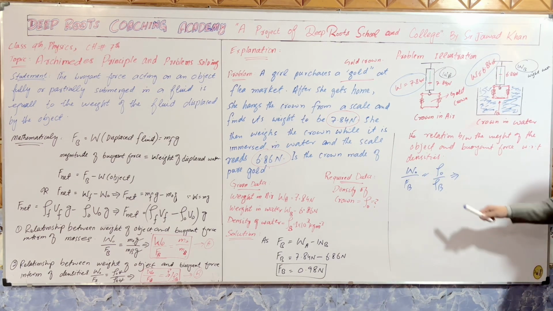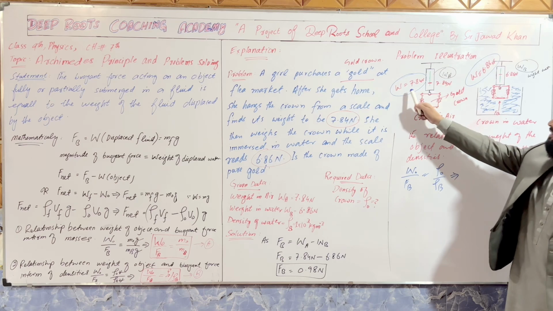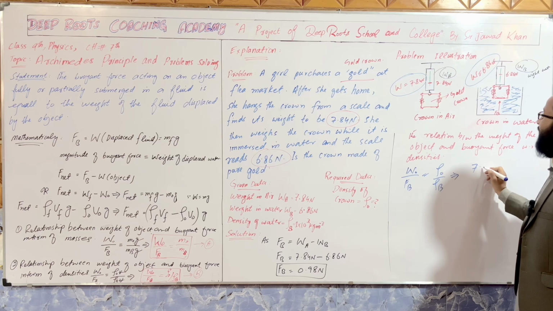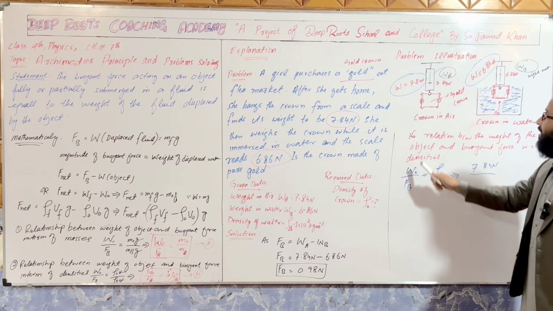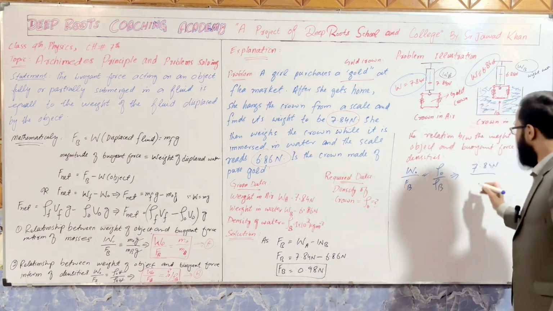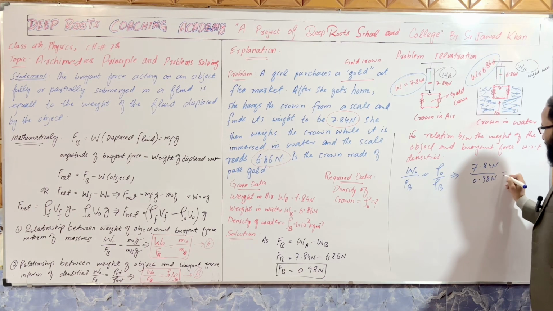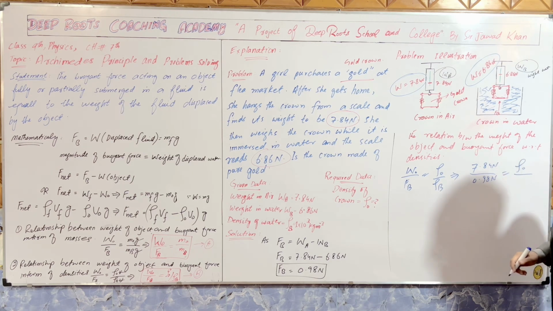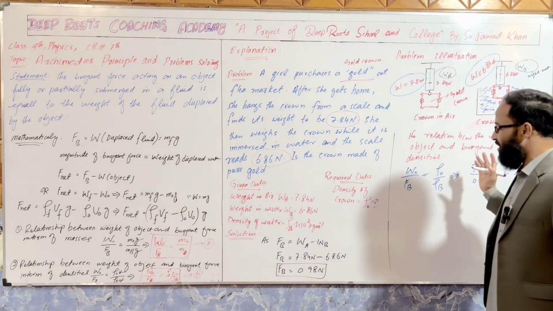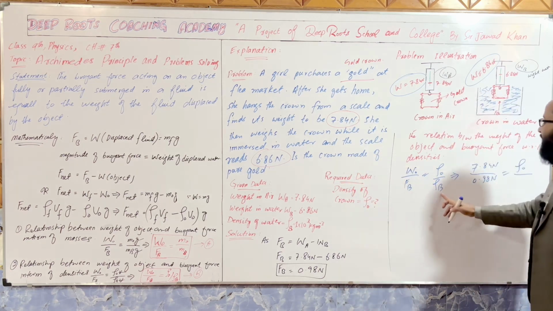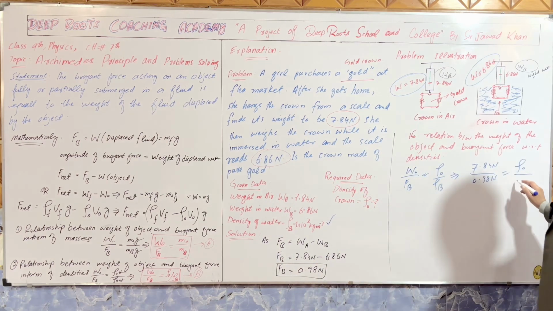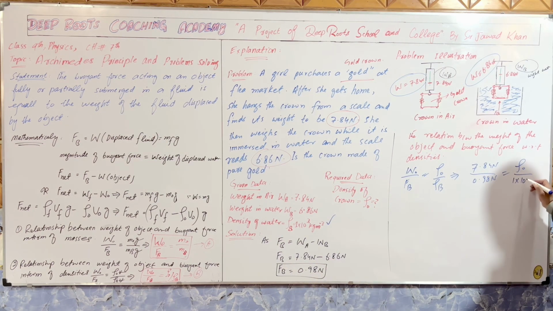Here the weight of the object is the object's weight in the air. So I'll put the weight of the object, which is 7.84 Newton, and the buoyant force is 0.98 Newton, equals rho of the object, meaning the density of the object will be found out. The density of the water is given here, which is 1 multiplied by 10 raised to power 3 kg per meter cube.